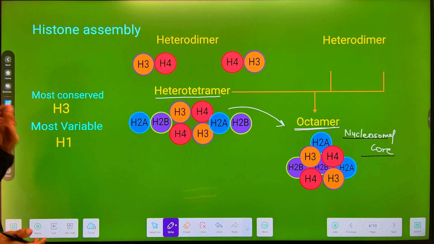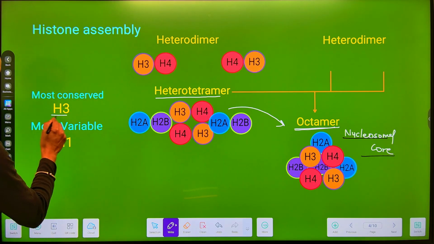Now, if we talk about the conservation of these histones, the most conserved type of histone is H3.